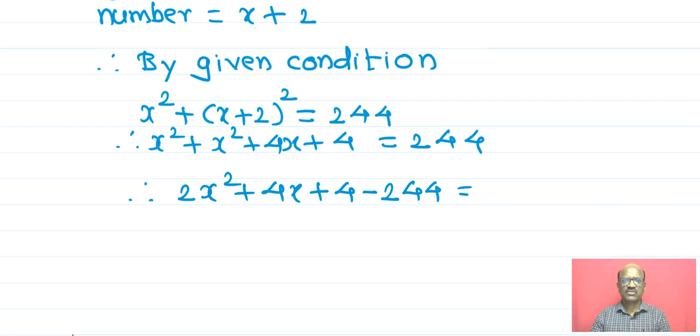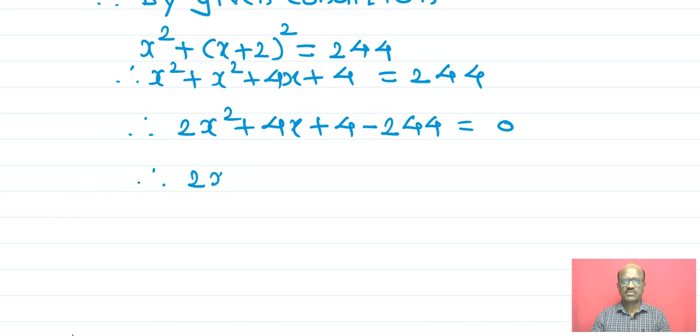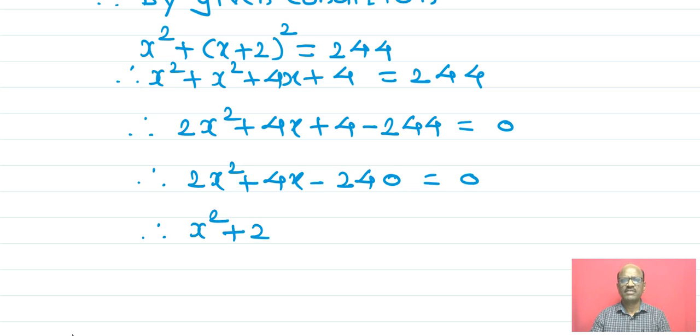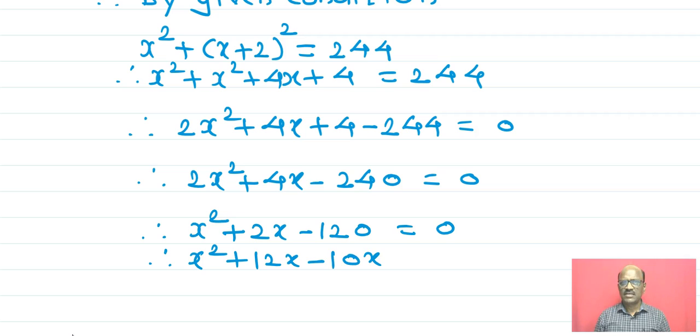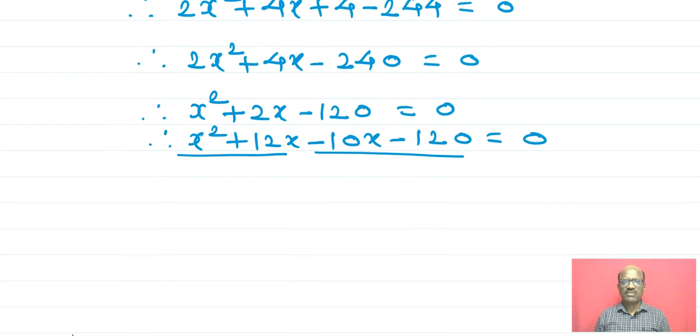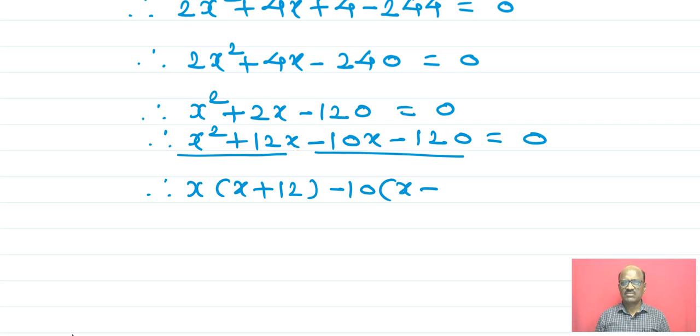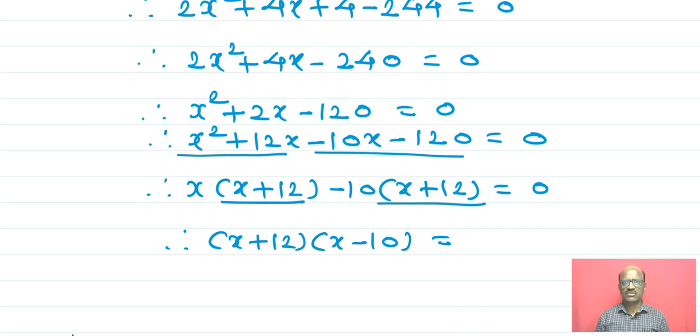x square plus x square is 2x square. 4x plus 4 minus 244 equals 0. Therefore, 2x square plus 4x minus 240 equals 0. We'll divide the whole equation by 2. Then you will get x square plus 2x minus 120 equals 0. Therefore, what are the factors? 10 and 12. Plus 12 minus 10. Therefore, x square plus 12x minus 10x minus 120 equals 0. From the first bracket, take x as common. Then (x plus 12) minus 10 (x plus 12) equals 0.